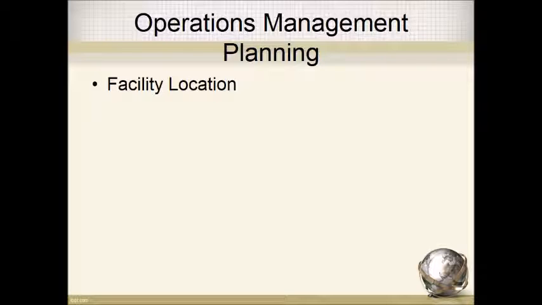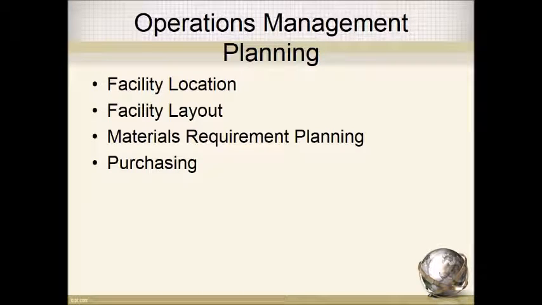Another issue, in addition to facility location, is facility layout, and materials requirement planning and purchasing. Materials requirement planning is a computer-based operations management system that uses sales forecasts to make sure parts and materials are available when needed. Enterprise resource planning, ERP, is an updated version of materials requirement planning.